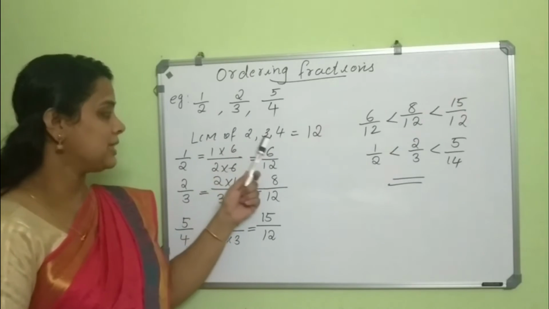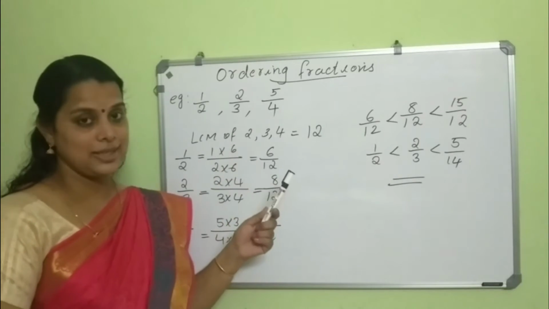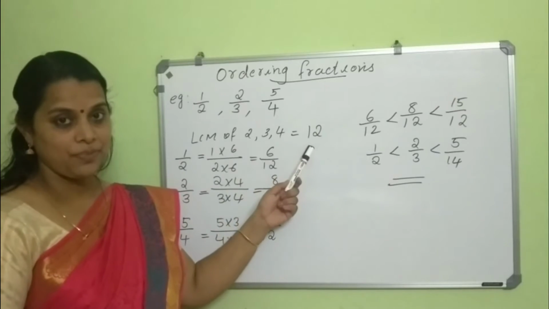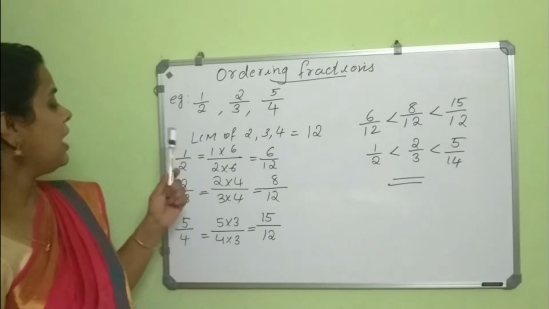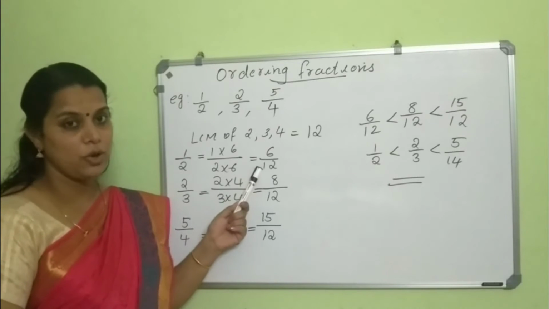We need to find the LCM of 2, 3 and 4. We know how to find the LCM. We will get 12. Now what we will do? We have to change the fractions with LCM as the denominator.